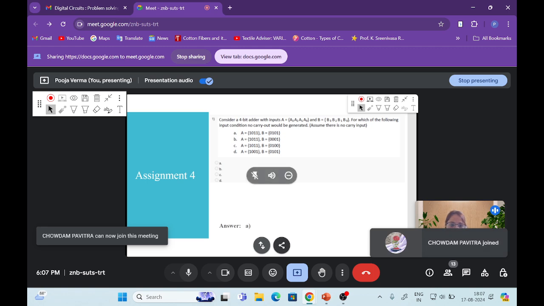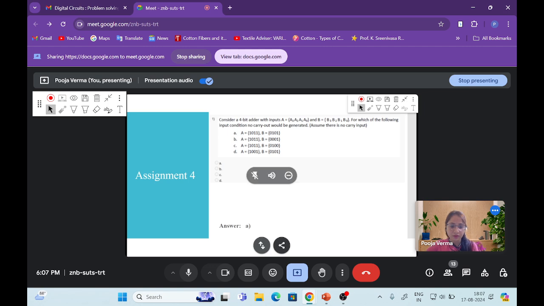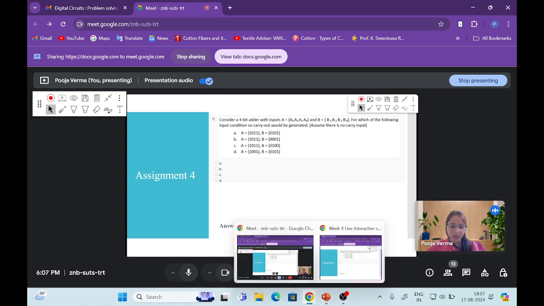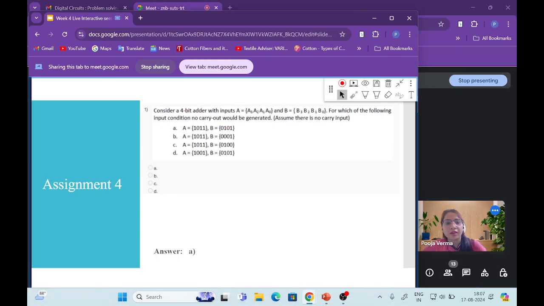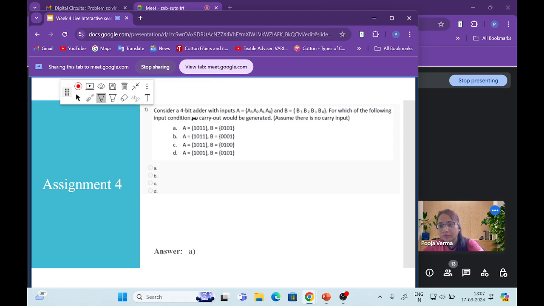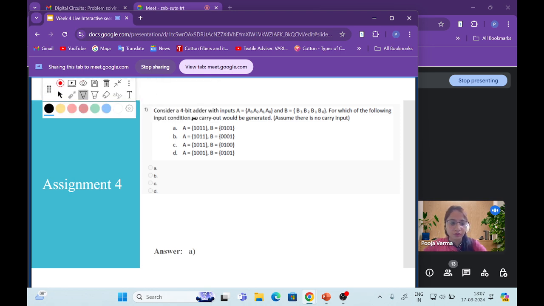We just need to add these two numbers and see in these options which are generating no carry. But I think in this question there can be a carry output condition only. Okay, so let's first go by the options, because we need to check in which input condition no carry out would be generated.